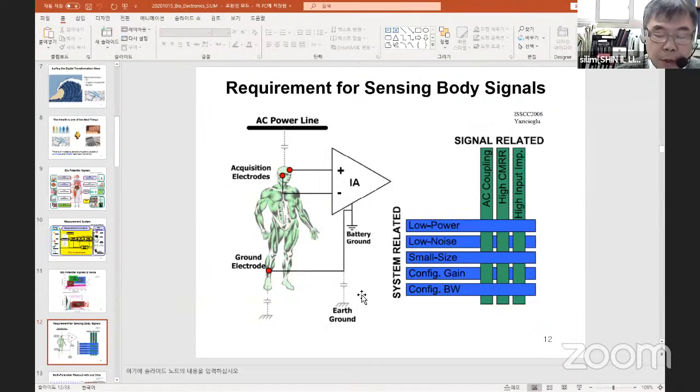To achieve signal extraction under these circumstances, a front end, I mean the instrumentation amplifier, is needed with a high input impedance, high CMRR, common mode rejection ratio, and high-pass filter characteristics for AC coupling and DC offset removal. And for system related issues, low noise, small size, and reconfigurability in gain and bandwidth for different biopotential signals are required. Furthermore, low power consumption is necessary to achieve long-term power autonomy.